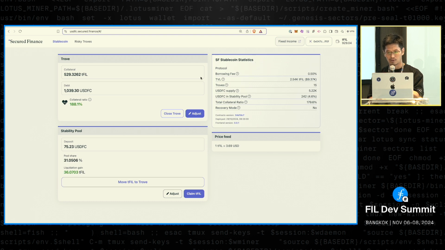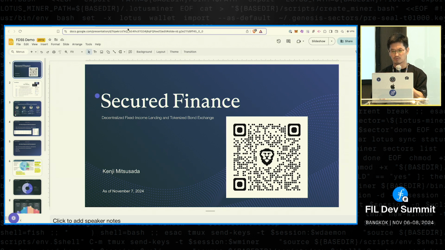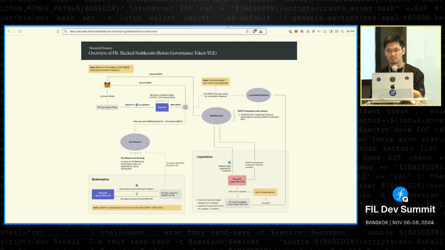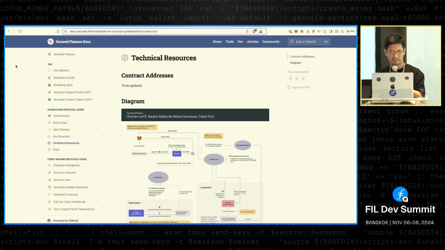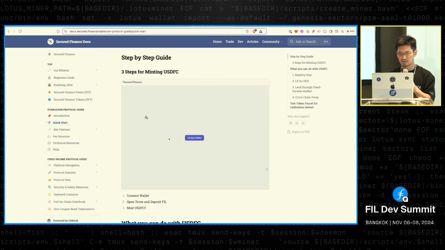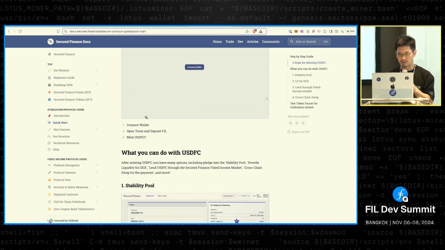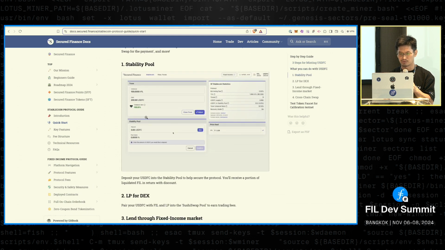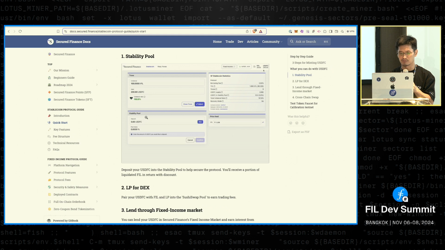Yeah. And if you want to check out our documentation, it's already on our Gitbook. Here, we already published the stablecoin protocol guide so that you can check how it works. And this is the quick start I just presented today, and how you can put liquidity into the stability pool.